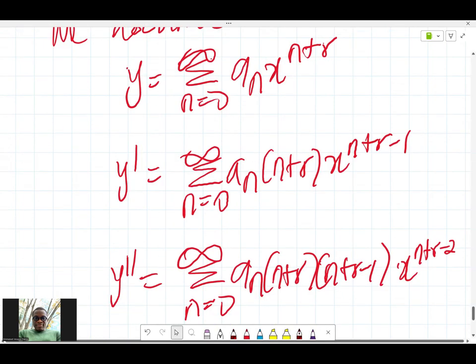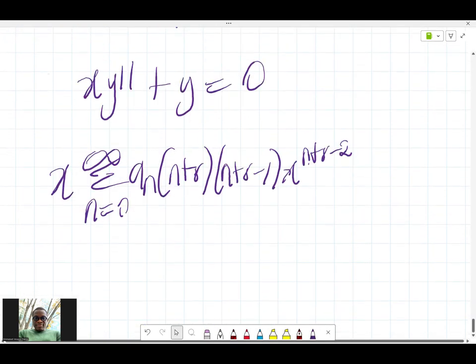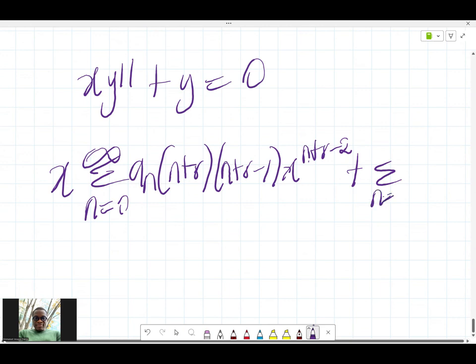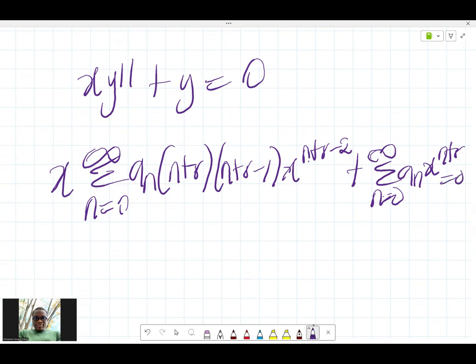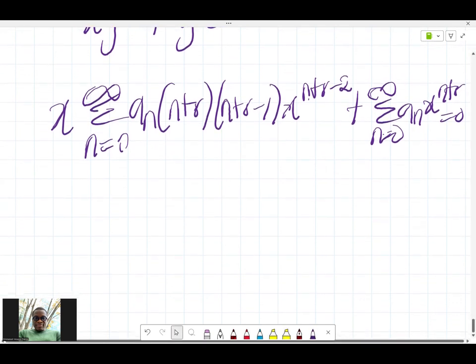Yeah, that's what we have here. And then for y, that's the summation from n equals 0 to infinity of a_n x raised to power n plus r, and all of this is equal to 0. Now, with that in place, we can even tidy this up. We just push the x inside.